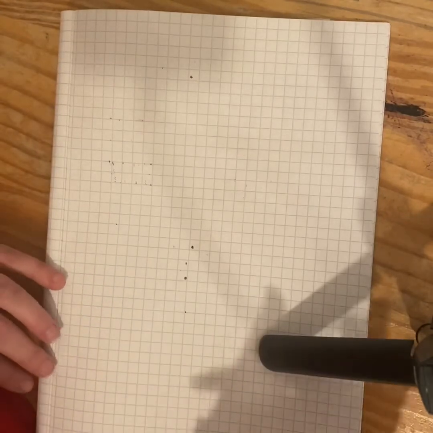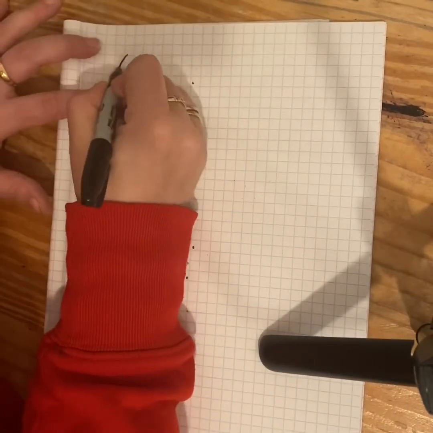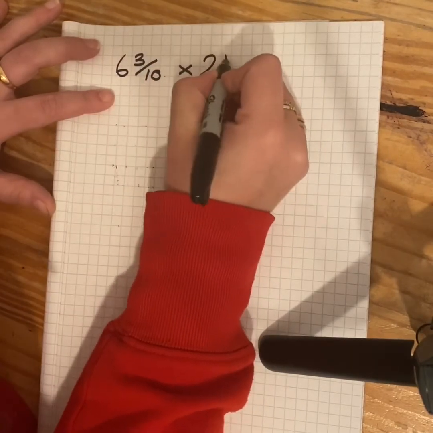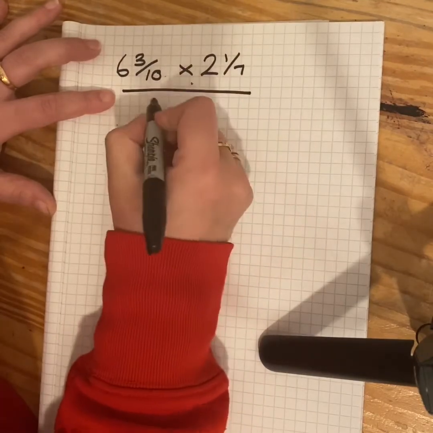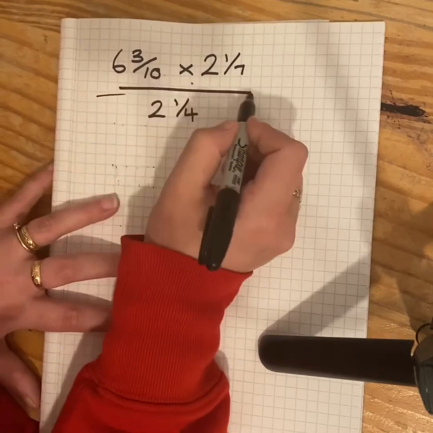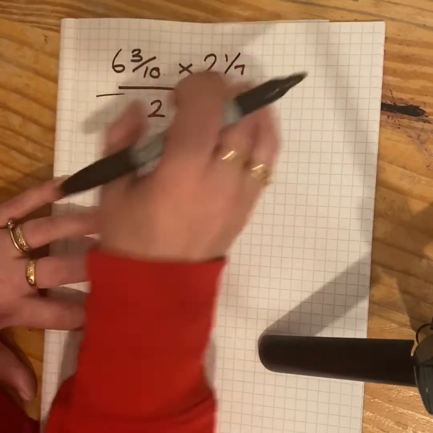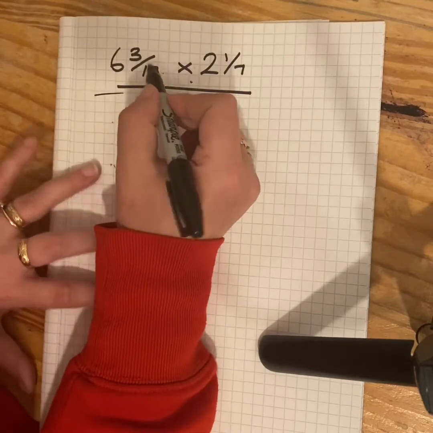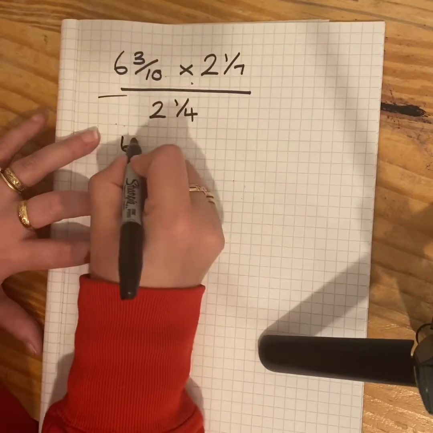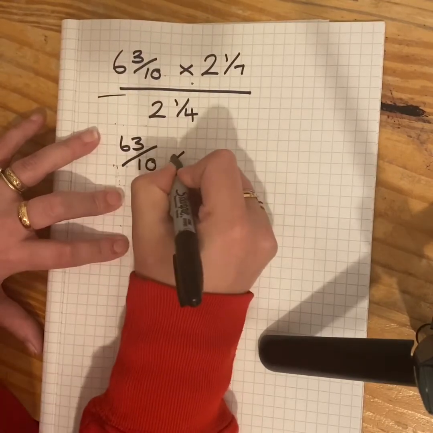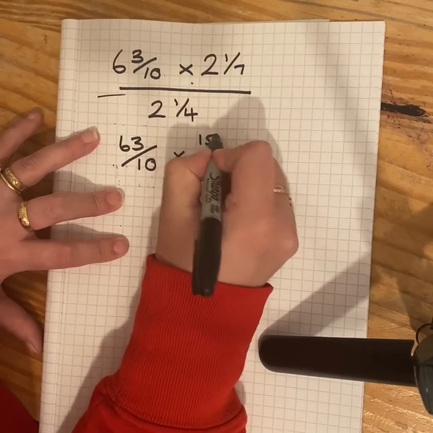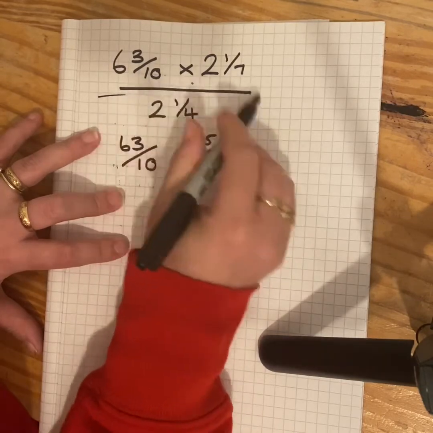So what happens if you've got 6 3/10 multiplied by 2 1/7 and then divided by 2 1/4? You can see I've got mixed numbers here, I've got multiplication and I've got a division. Okay, so we need to split this up into a few parts. First of all, let's make them improper fractions. So 6 lots of 10 is 60 plus the 3, so we've got 63/10. We're multiplying that by 2 lots of 7 is 14 plus the 1, 15/7. We'll worry about the division afterwards.